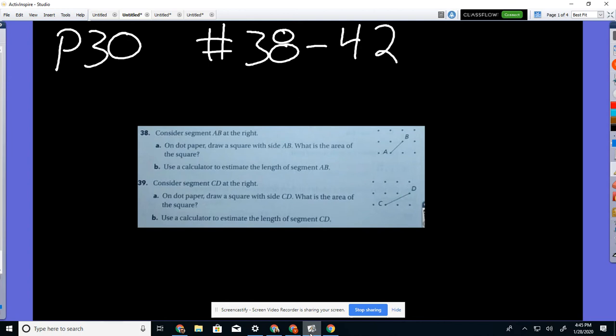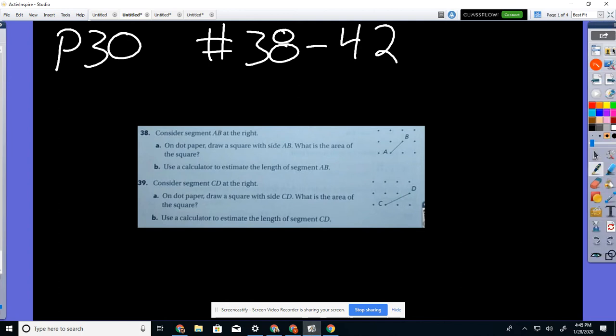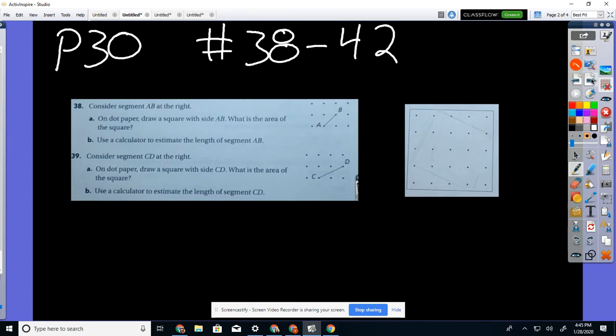So let's take a look at number 38. If you don't have dot paper, that's fine. I handed out dot paper Friday, but if you don't, you can try to recreate it on your own. Sorry about that. Or you don't necessarily have to draw out the square. So let's take a look at 38.